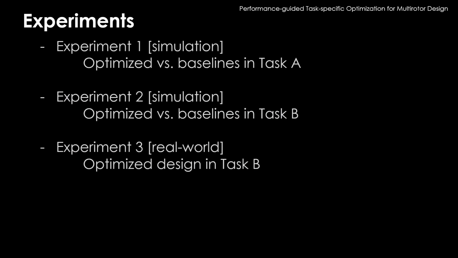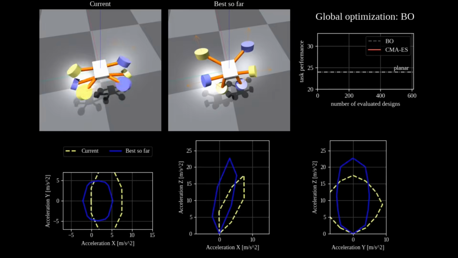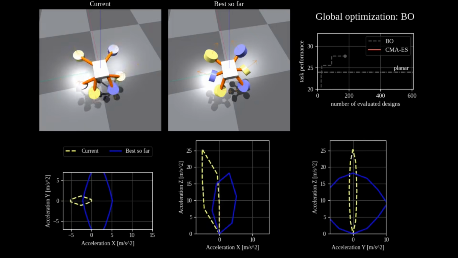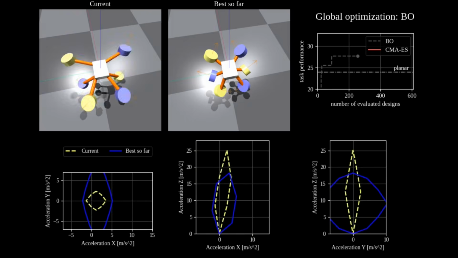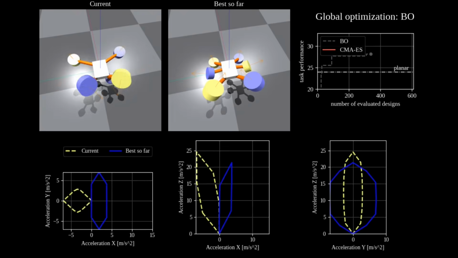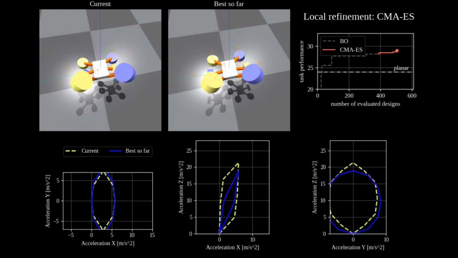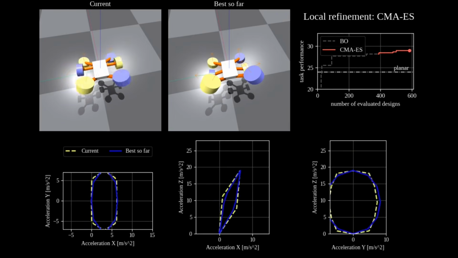In the following, we show the results of the 3 experiments carried out in the paper. In the first experiment, we optimized the multirotor design for Task A. The video shows how task performance increases with the number of evaluations. First, we use Bayesian optimization to perform global optimization. This is followed by covariance matrix adaptation evolution strategy, which further refines the best found solution.